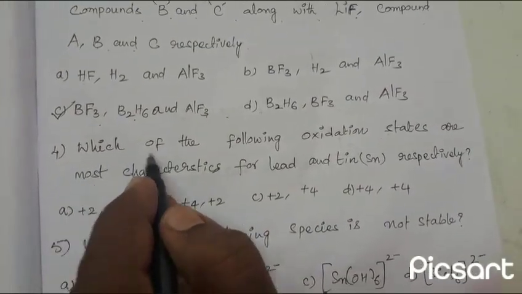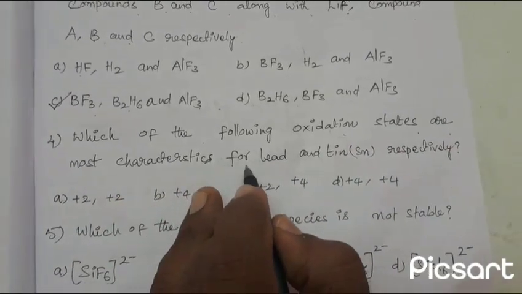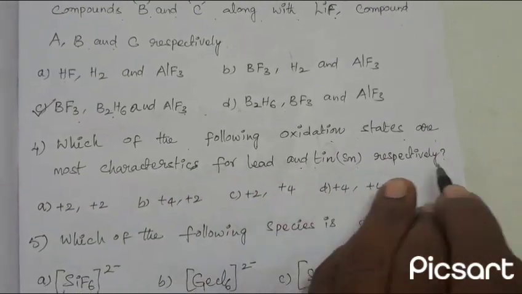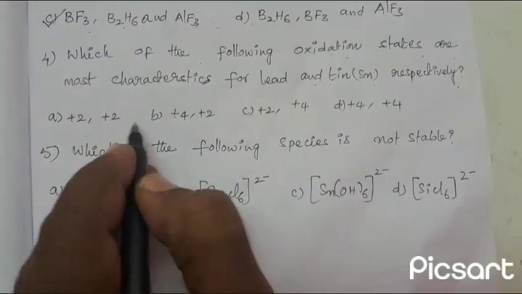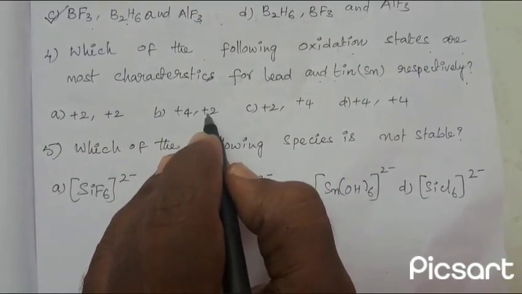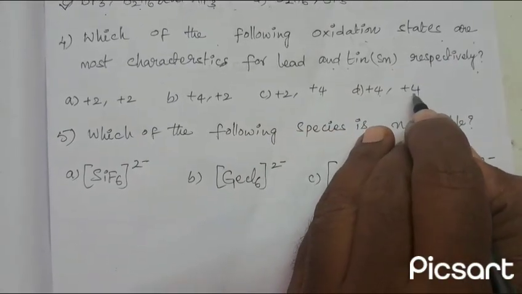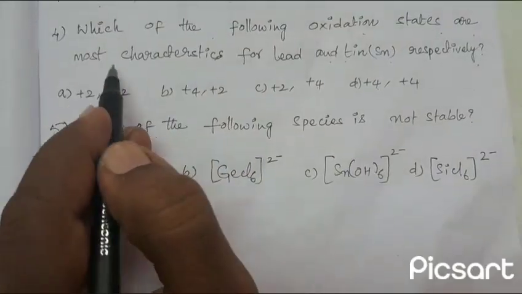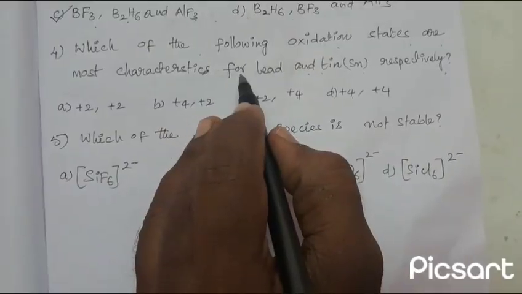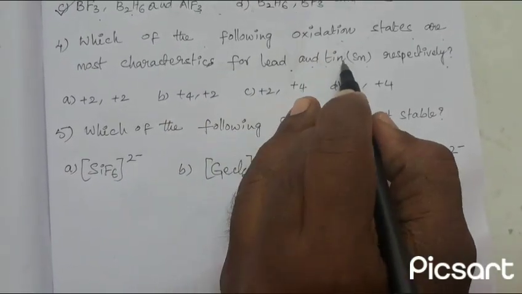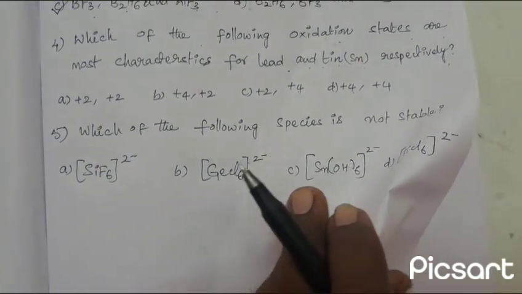The fourth question: which of the following oxidation states are most characteristic for lead and tin respectively? Option A +2, option B +4, option C +2, option D +4. So if we observe that question, the most characteristic oxidation state for lead and tin.